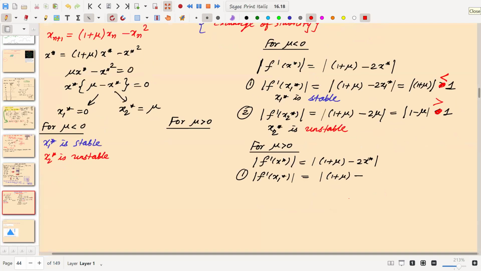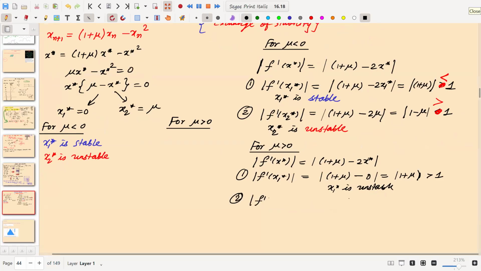For mu greater than 0, what you have? For mu greater than 0, what is x1 star? 0. So this will be 1 plus mu, and this is always greater than 1, right? Yes. So it is unstable. So x1 star is unstable.